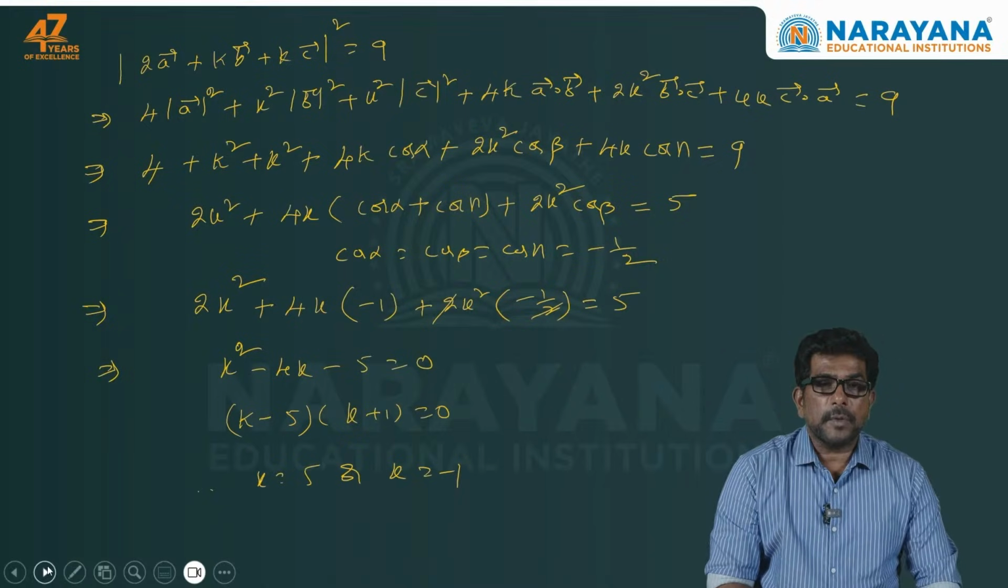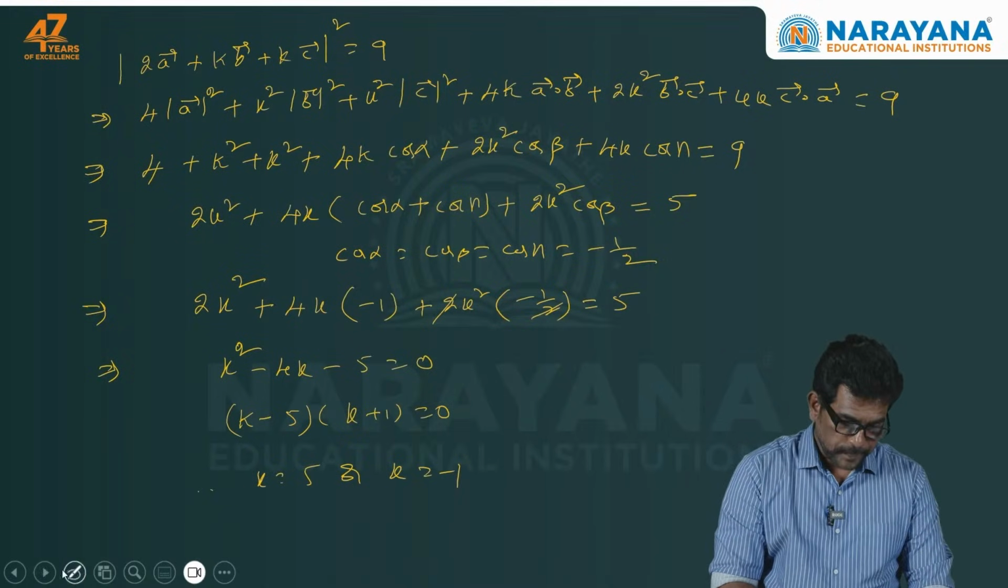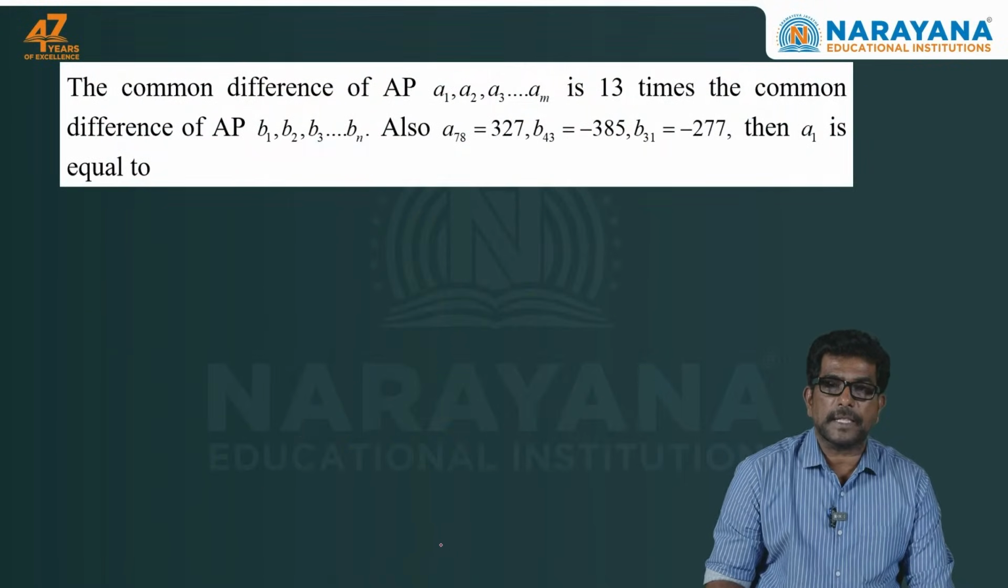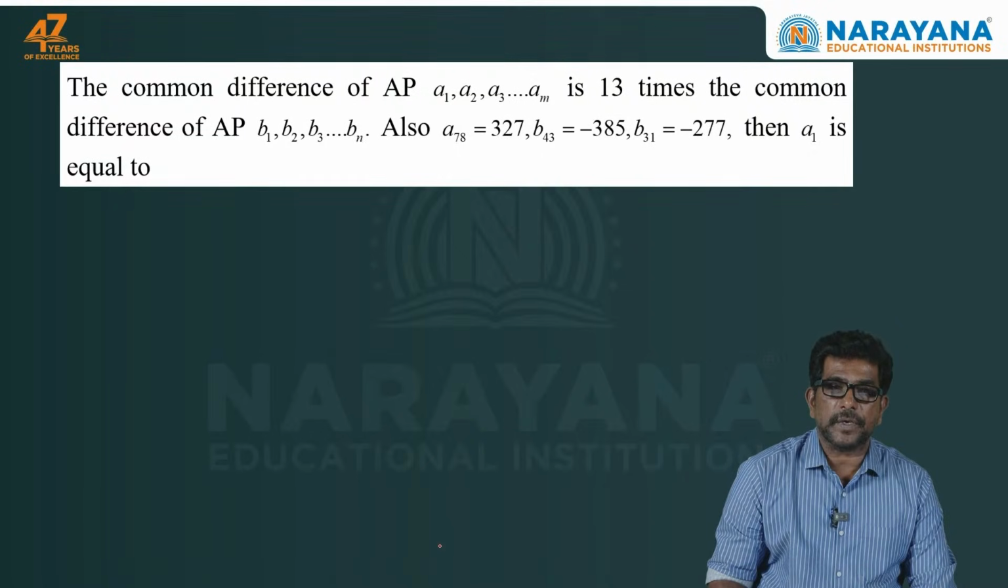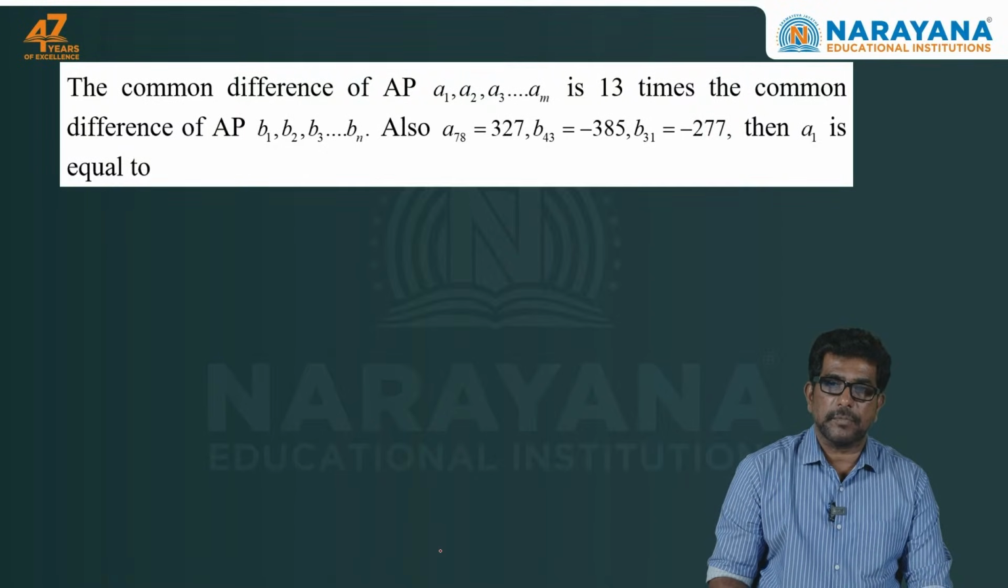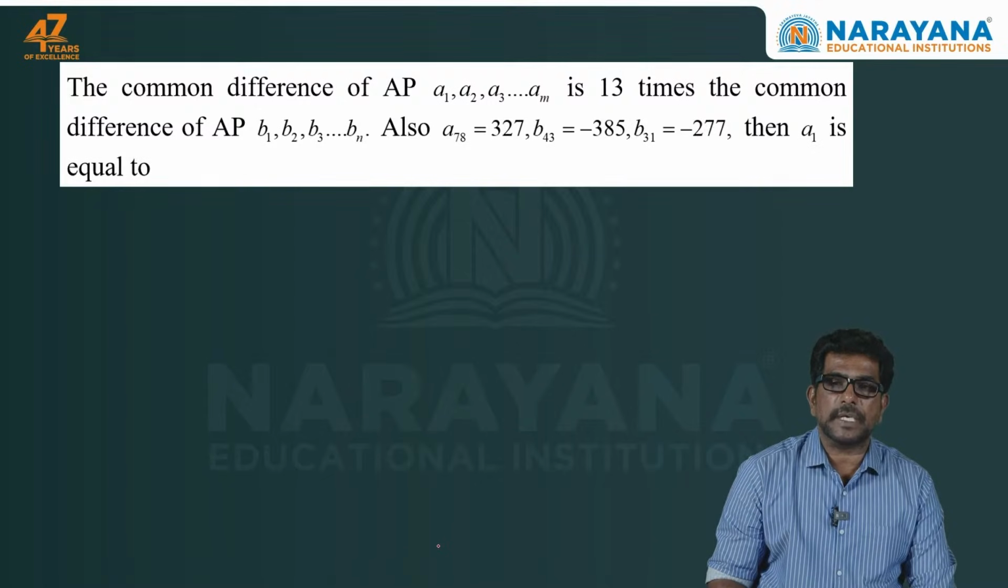The level of the problem is simple, the easiest one. Next one. The common difference of AP A1, A2, A3 and so on, AM is 13 times the common difference of AP B1, B2, B3 and so on, BN. Also, A78 is 327, B43 is minus 385, B31 is minus 277, then they are asking for A1.